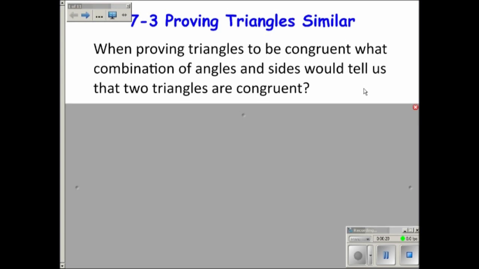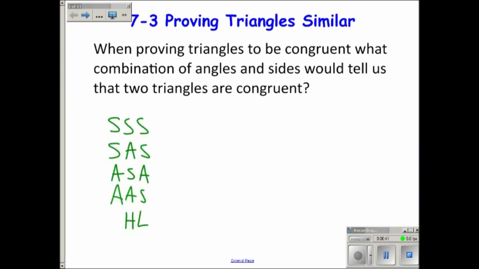So let's go back to chapter 4 when we talked about congruent triangles. When proving that triangles were congruent, we had 5 theorems or postulates that we used. And they were side, side, side; side, angle, side; angle, side, angle; angle, angle, side; and hypotenuse, leg. Now, those same postulates and theorems can also be used for similarity for the same reasons they work for congruence. The only difference is instead of sides being congruent, sides will be proportional.